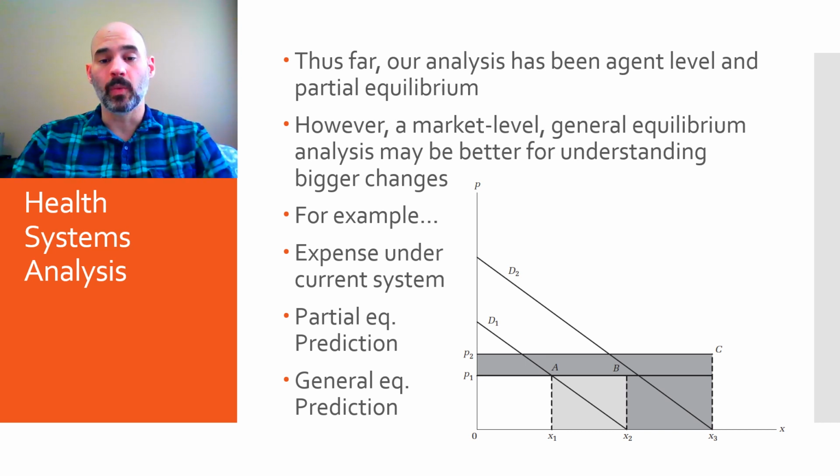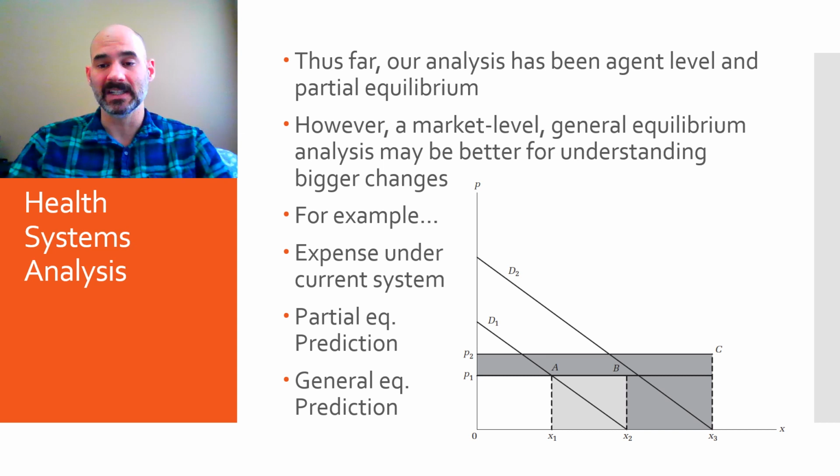And if there's a better quality of healthcare now, then the actual price that society has to pay increases from P1 to P2. And so the total healthcare expenditures now aren't just going to be this little rectangle from 0 P1 over to X2 and B, but it's going to be from 0 to P2 all the way over to C.